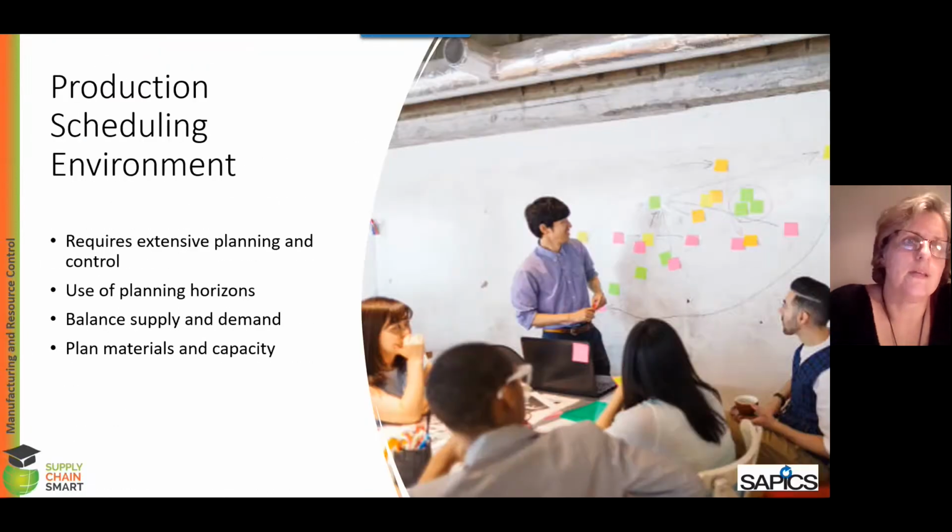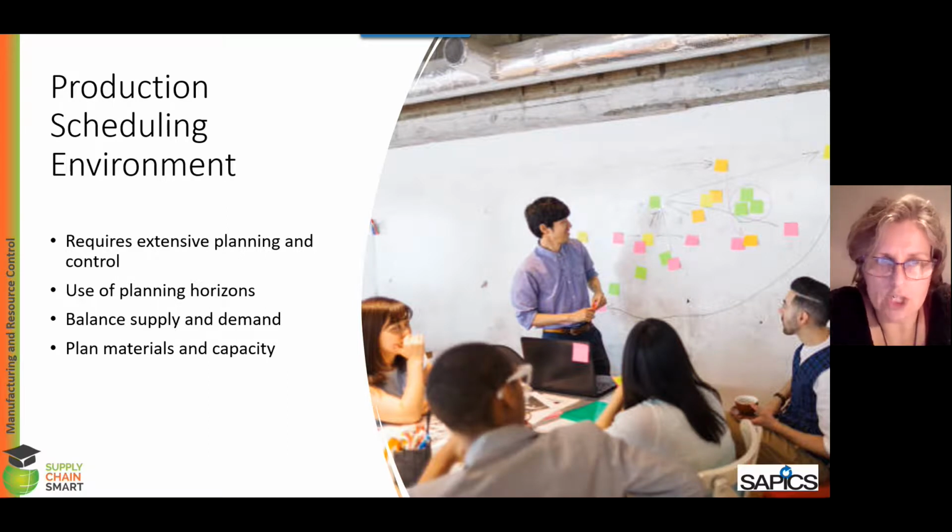The production scheduling environment is also part of the manufacturing and resource control, because this is about the planning and control of the actual production in the manufacturing plant. And you need to have planning horizons. For example, the next week might be a fixed plan, no changes are allowed. The next 3 weeks might be a firm plan. Some changes are allowed, but no major changes. And the next 3 months to 12 months would be a forecast.